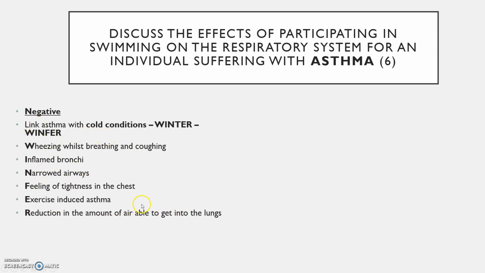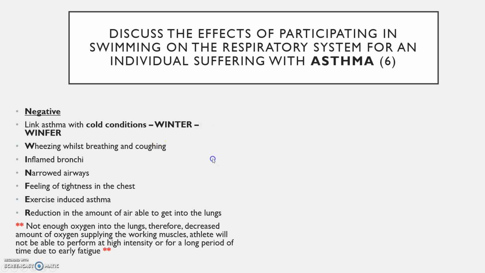That is why you do not want asthma. It's why it's negative. It's why it's important. We try and prevent asthma. This all means the net effect is not enough oxygen into the lungs, therefore a decreased amount of oxygen supply in the working muscles means that the athlete will not be able to perform at high intensities for a long period of time and you'll fatigue early.